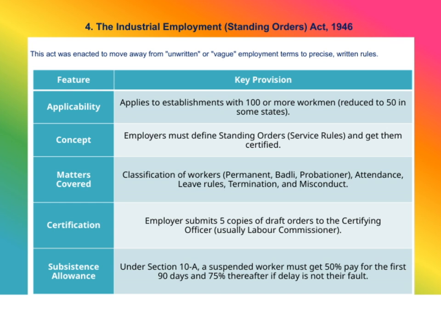Finally, there's a provision for suspended workers under Section 10A. If a suspended worker's case is delayed due to reasons not attributable to them, they are entitled to a subsistence allowance, 50% of their pay for the first 90 days, and 75% thereafter. This ensures some financial support during periods of suspension, emphasizing fairness and protection. Overall, this act helps create standardized employment conditions, making workplace rules transparent and fair, an important step towards better industrial relations.